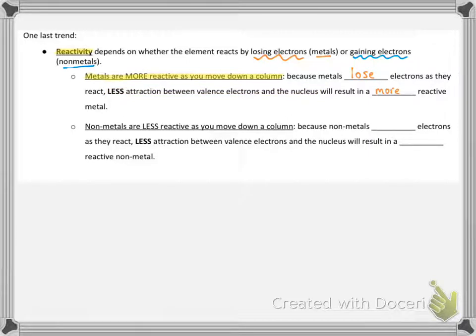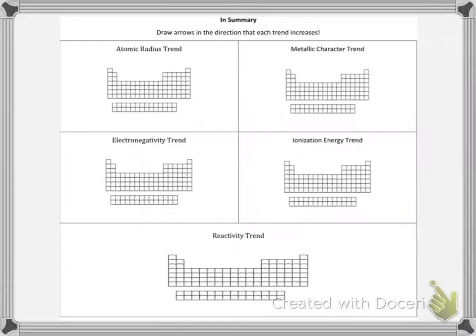As it's probably unsurprising, nonmetals are the opposite. Nonmetals are less reactive as you move down a column because they gain electrons in their reactions. And it's harder and harder to gain electrons as you have more and more energy levels the further down you go on the periodic table. Whew, all right, that was a lot of trendy trends. Let's take a quick moment to make sure that we have the basic pattern, and then it will be a great idea to try some practice questions to reinforce this.